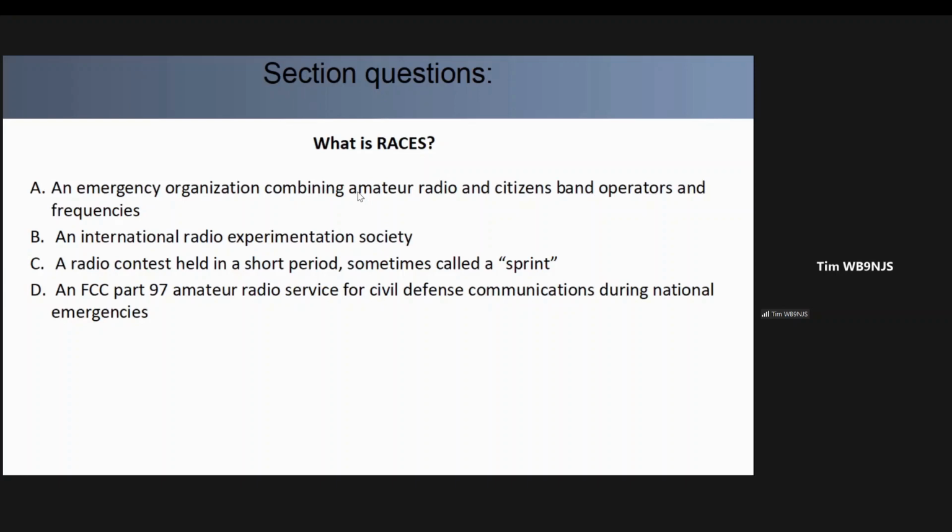What is RACES? RACES, well, that's civil emergency, the CE, and it has nothing to do with combining amateur radio and citizen band. It's not an international radio experimentation society, nor is it a radio contest. RACES is, by definition, an FCC Part 97 amateur radio service for civil defense communications. Civil emergency, civil defense, that's how you remember those two.